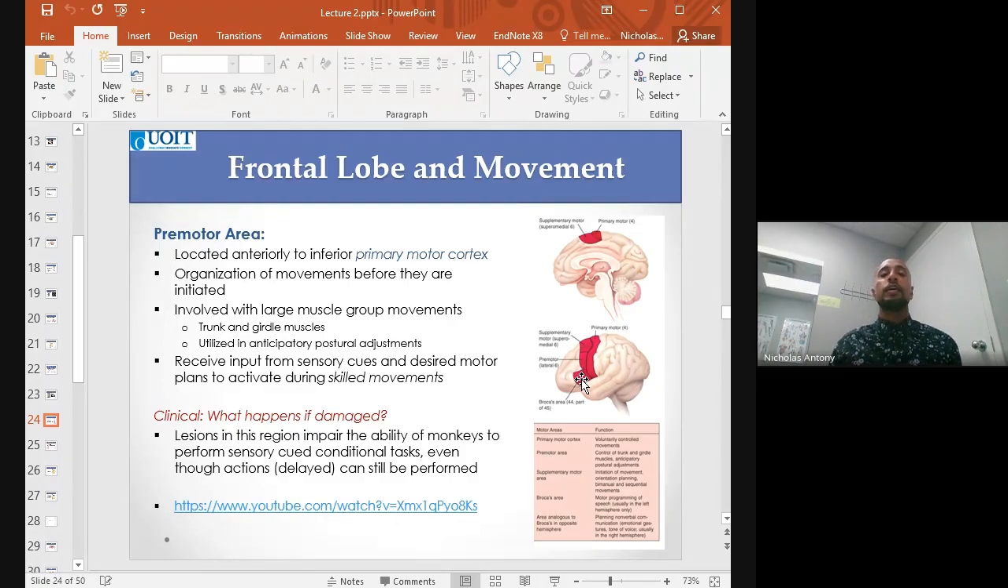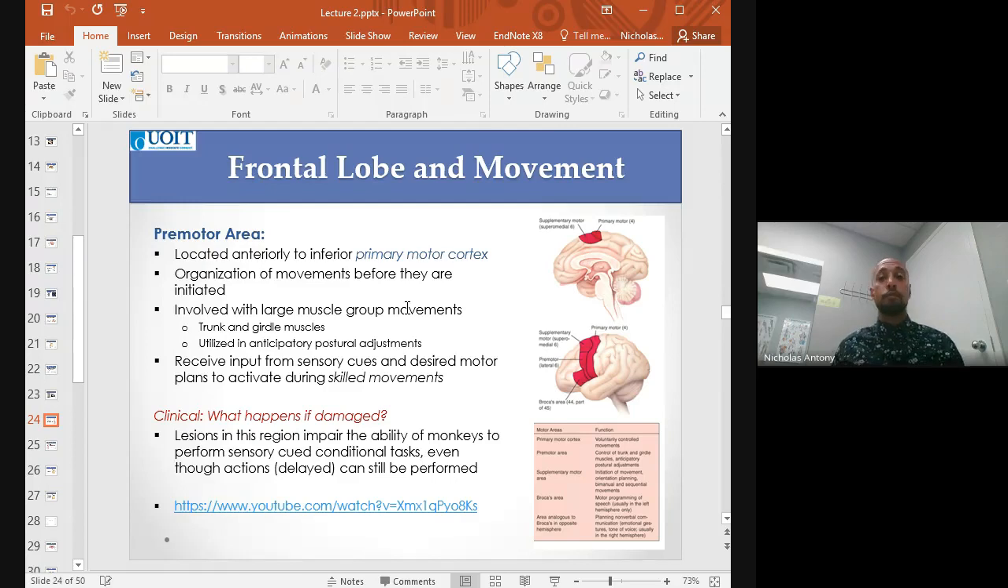Now, the premotor area is involved in organizing movements before they are initiated. If our primary motor cortex is for fine control, the premotor area is involved with activating large muscle group movements, like trunk and girdle muscles and postural muscles, to keep our balance while we are completing the fine control. If I want to type on the keyboard, I have to be stable so I can perform that fine control with my fingers. That means before I initiate the movement, my core muscles have to activate to provide stability. That's what the premotor area does. It activates muscles prior to the initiation of fine control to make sure that our body is stable.